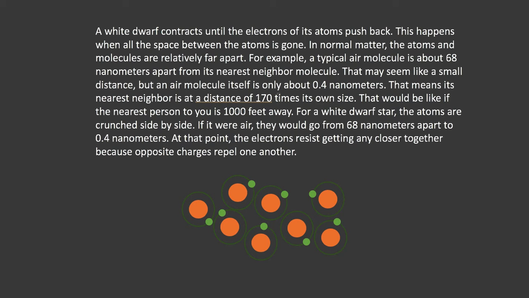Well, for a white dwarf star, the atoms are compressed until the electrons are essentially right next to one another. And at that point, that force between them is strong enough to push back. So they're going from 68 nanometers apart down to 0.4 nanometers apart. This diagram is sort of indicating what the atoms look like inside the white dwarf star. All the carbon atoms are crunched together, so they're almost touching.